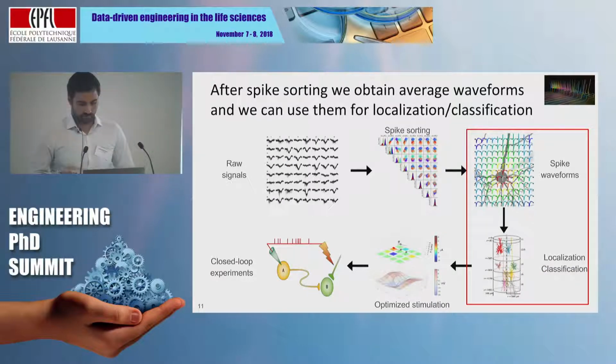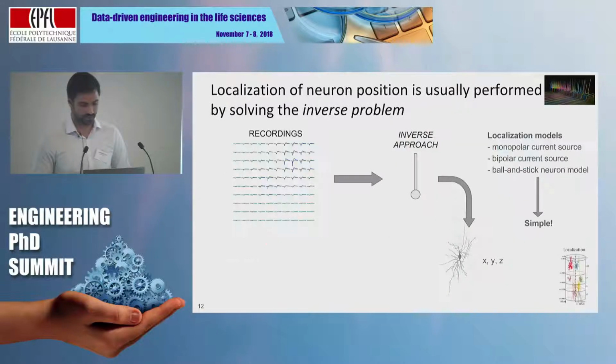After we have spike sorted our data, we can easily compute the spike waveforms with the spike trigger average. And then I spent quite a bunch of time during my PhD trying to figure out a way to improve localization and classification of cells from their extracellular signature. The usual way to approach localization is by trying to solve the inverse problem. So imagine we have one extracellular action potential.